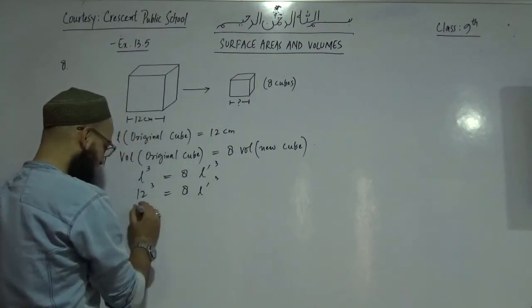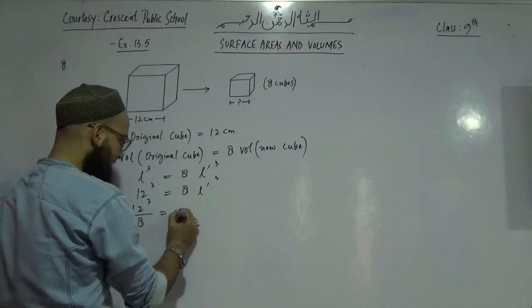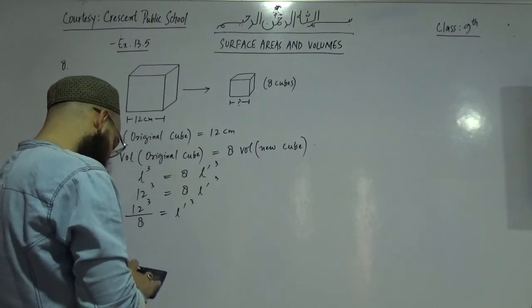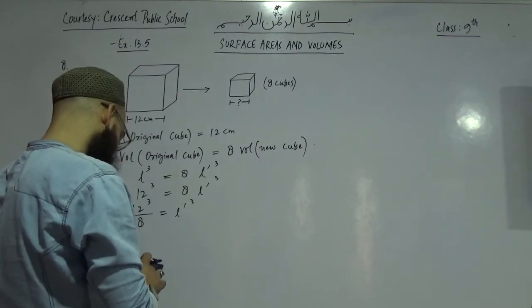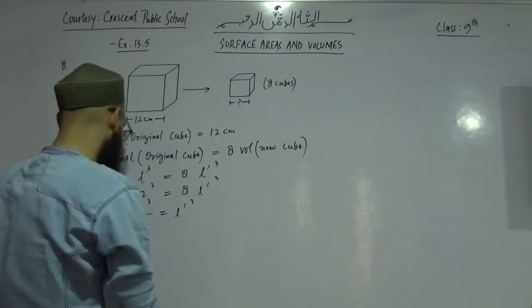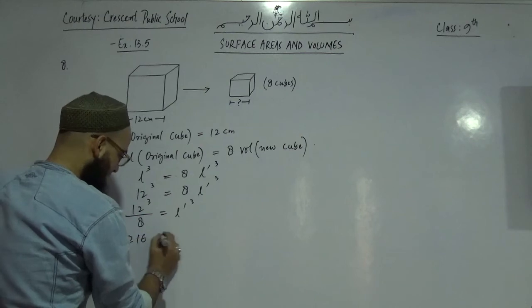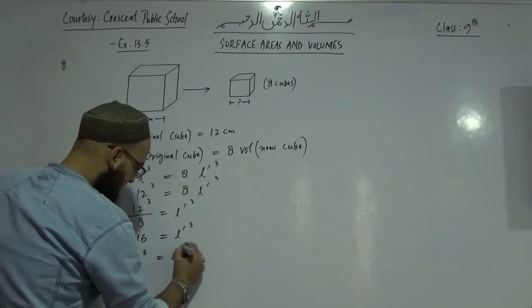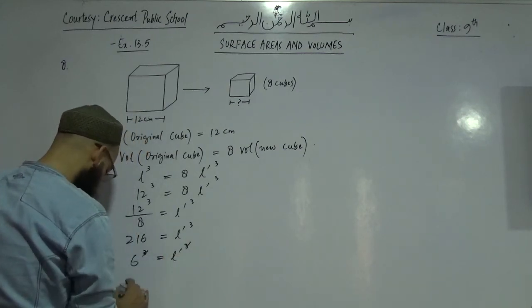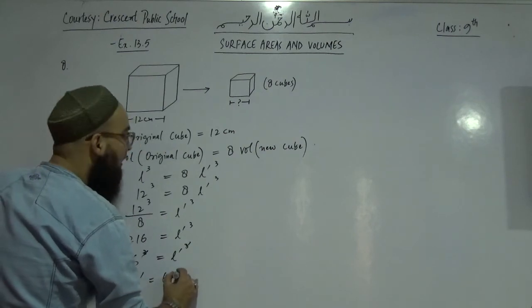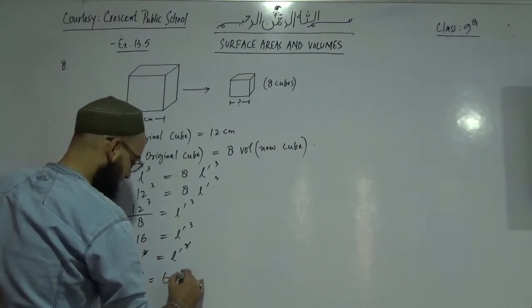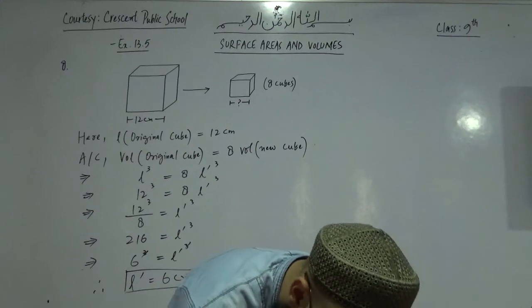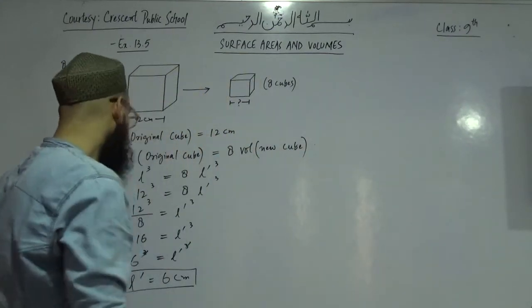Now you get 12 cube divided by 8 is equal to L dash cube. Now you can solve this. 1728 divided by 8 gives 216, which is equal to L dash cube. Now 216 is nothing but 6 cube, so L dash cube is 6 cube. Cube and cube go, therefore L dash is equal to 6. Is it meters? It is centimeter. So 6 centimeter is the side of the new cube.